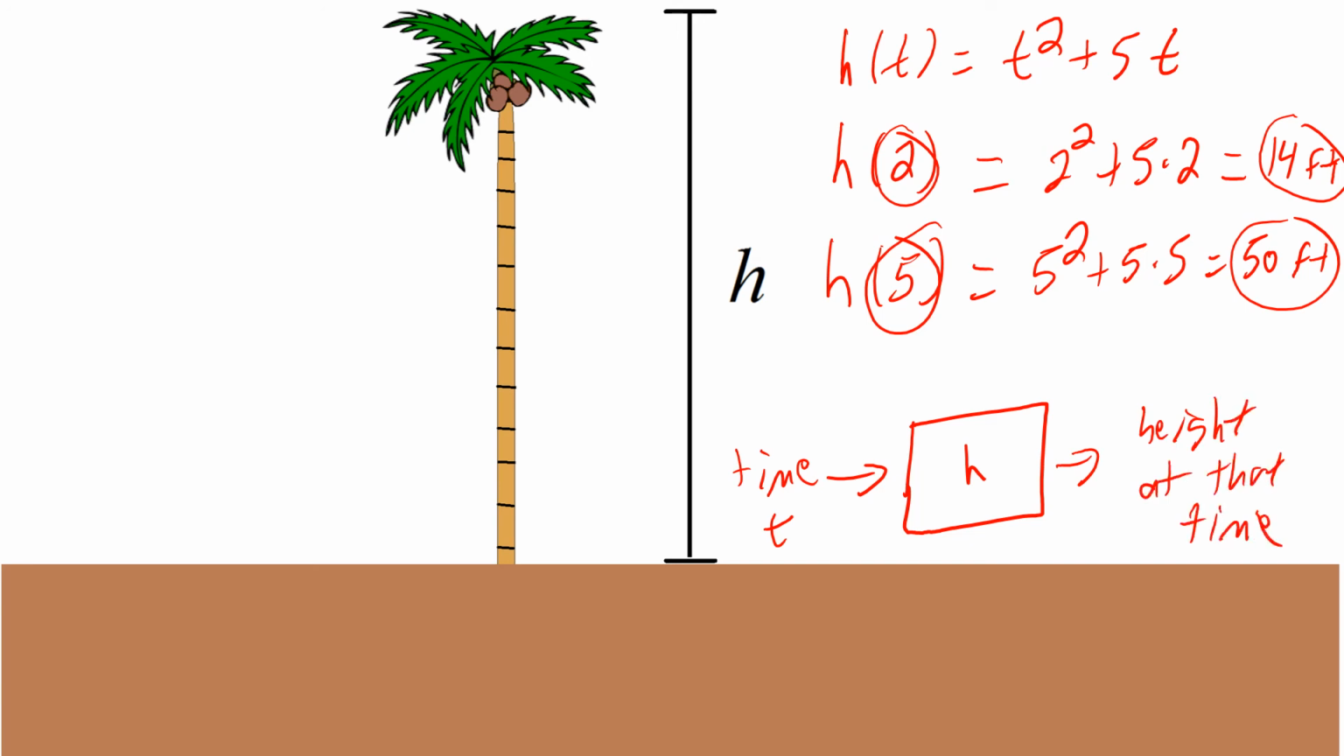Okay, so that's what I mean when I say that the height of the palm tree is a function of time. I mean there's a formula for the height that involves t's, and then you can find the height at any moment by plugging in the time. So inputs are time, outputs are the height. So if you say, I want to know the height at this time, you plug in the time to the height function, and you get the height at that time.